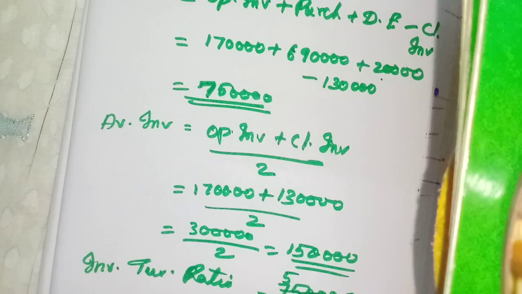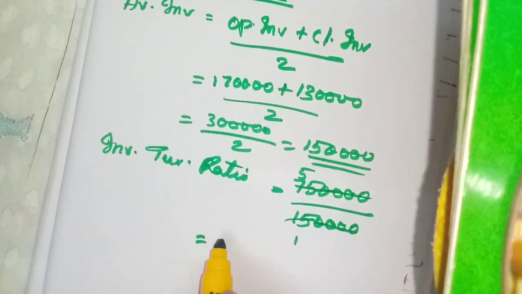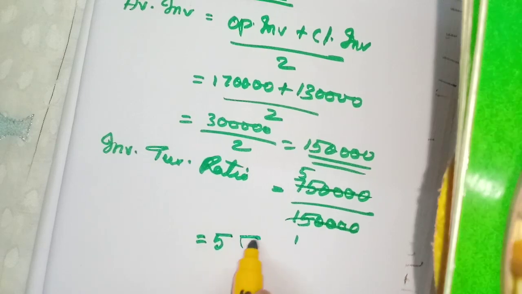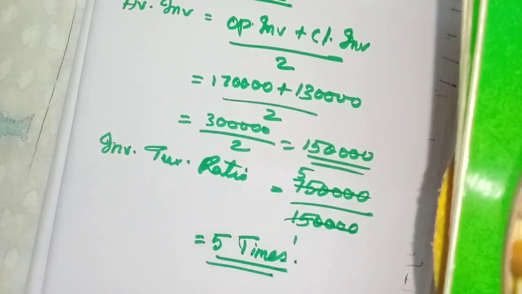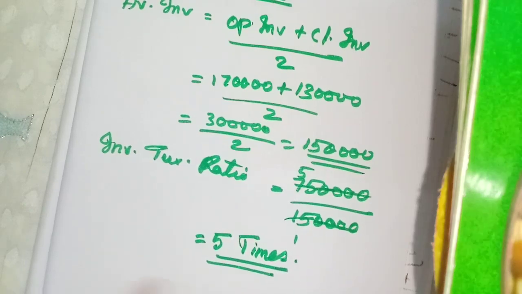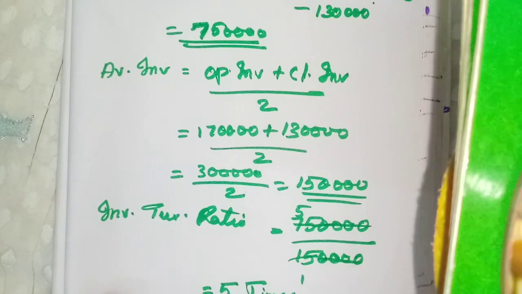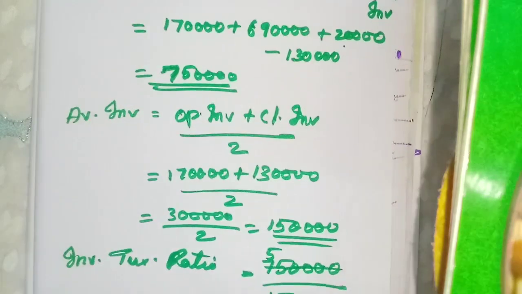So here, this is not a ratio. We will calculate the turnover ratios in times. How many times the inventory has been turned over to make the revenue, to make the revenue from operation. So that is the one. So we have to calculate in this way only. Now we will calculate the next one.